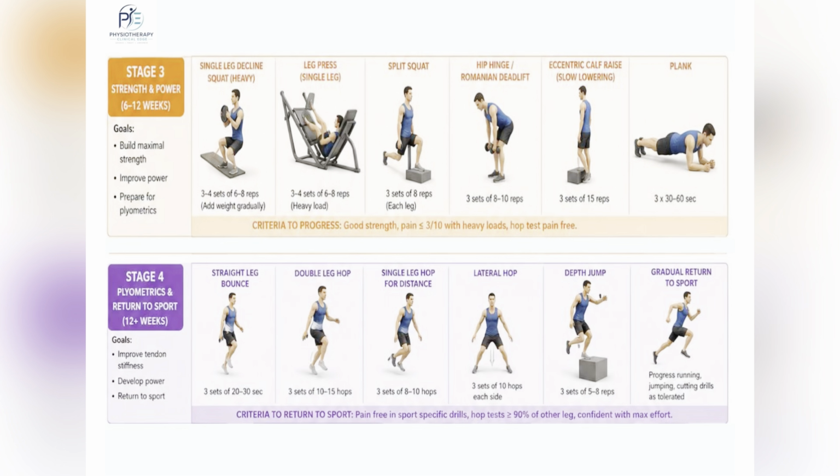Stage 4 introduces plyometric training and return to sport preparation. Exercises include hopping drills, lateral jumps, depth jumps, and sport-specific movement training. As we all know, before they return to full participation, the athlete should demonstrate minimal pain, good confidence, and good functional performance compared to the unaffected side.